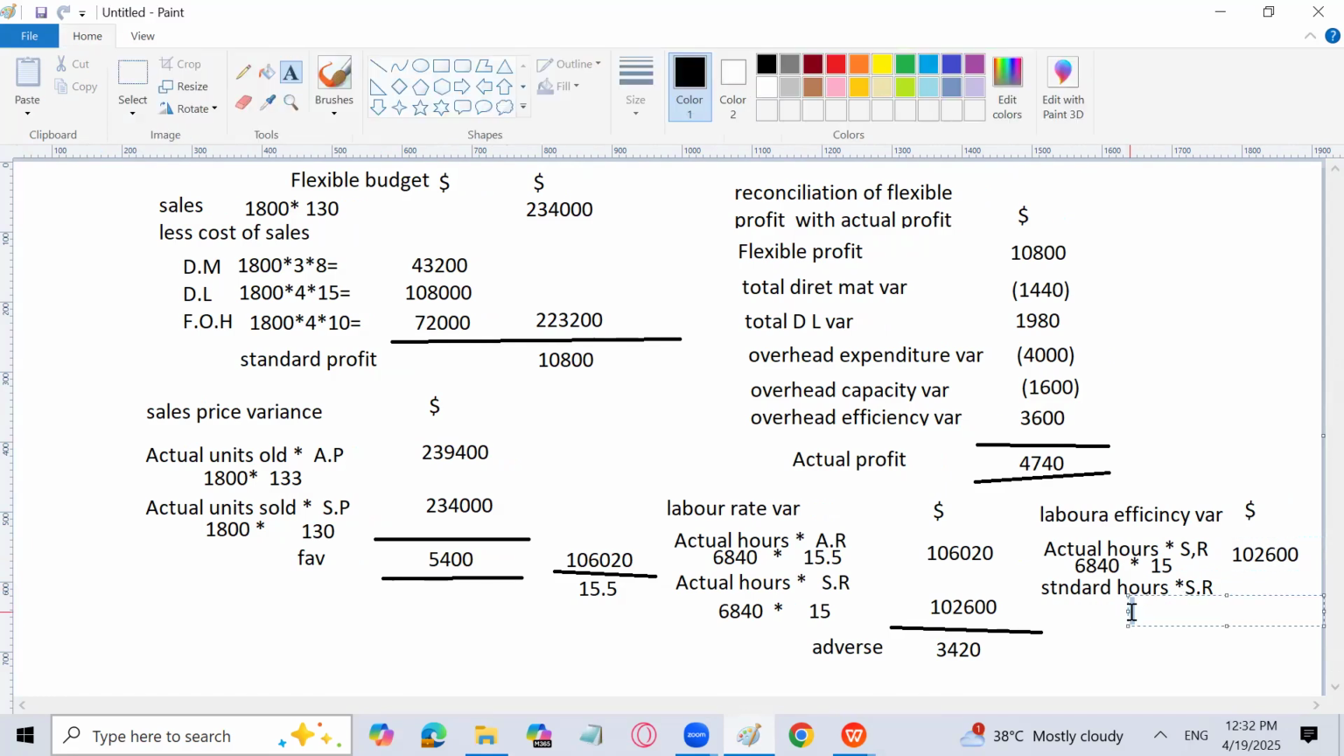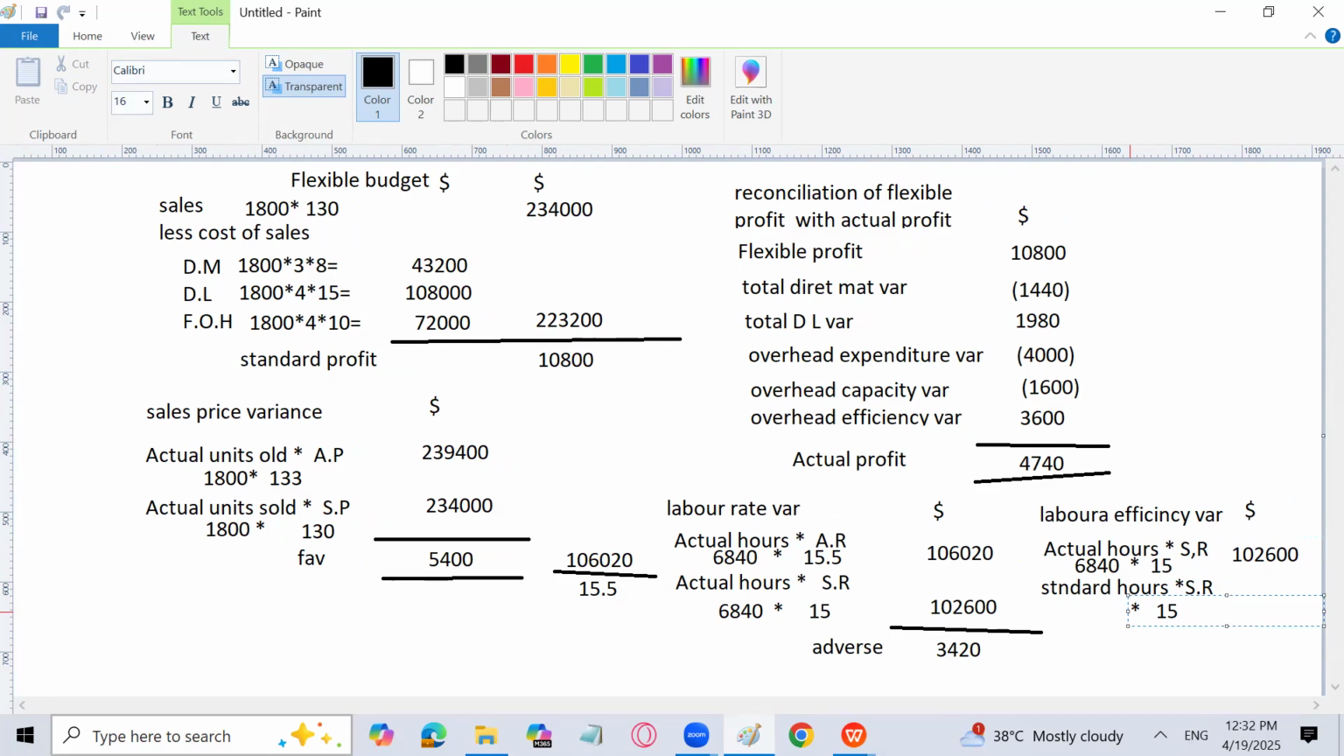Now, the rate is the same, that is 15, but standard hours is the important point. Standard hours means actual units at standard. According to standard, how many hours are being taken? They are known as standard hours. So how many actual units do we have? 1800, not 2000. And according to standard, how many hours are being taken per unit? 4. So 1800 into 4, the standard hours are going to be 7200. We have already calculated them in the flexible budget, but in the formula we will use them in a different manner.